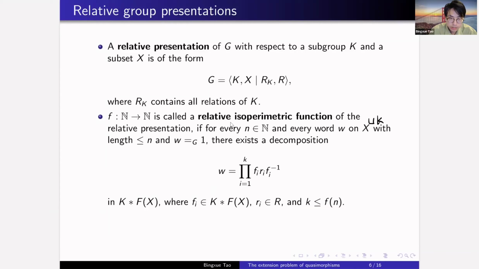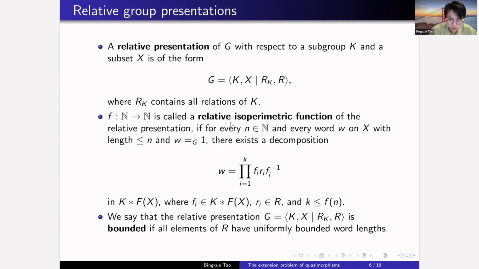And a third definition is that we say the relative presentation of G is bounded if all elements from R have uniformly bounded word lengths.